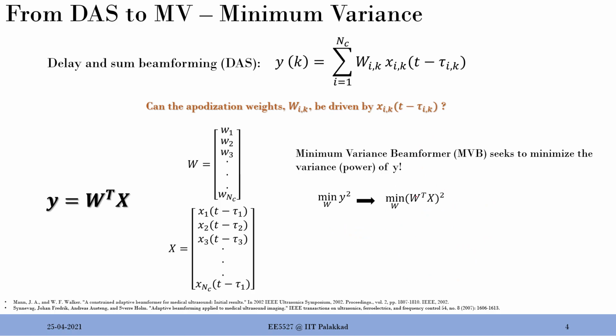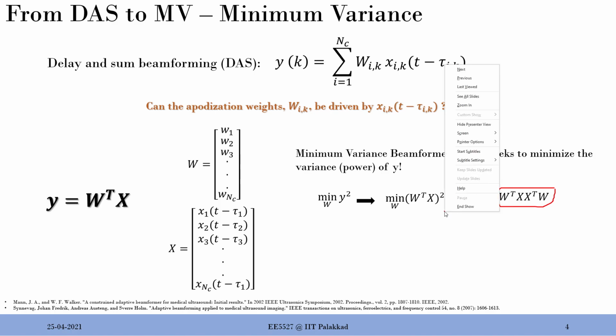So basically this can be simplified as W transpose X into X transpose into W, and we minimize that. Whichever value of W gives me the minimum value for this, that W I will select as the final W.